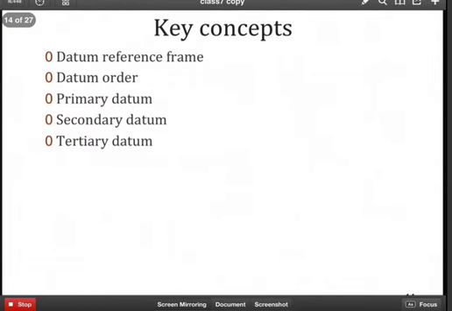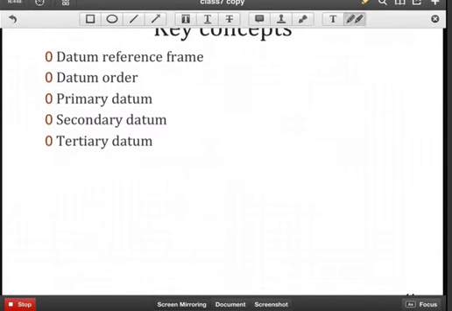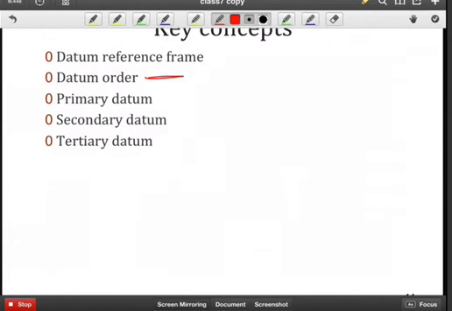So at this point, you should be able to construct a datum reference frame from a set of datums and understand that datum order is important. And why is it important? Because it changes the position and orientation of the datum reference frame. Primary datum, that's the first, secondary, tertiary. Primary has the most impact on the position and orientation of the datum reference frame. Secondary, less. Tertiary, even less. And we'll see that in examples.